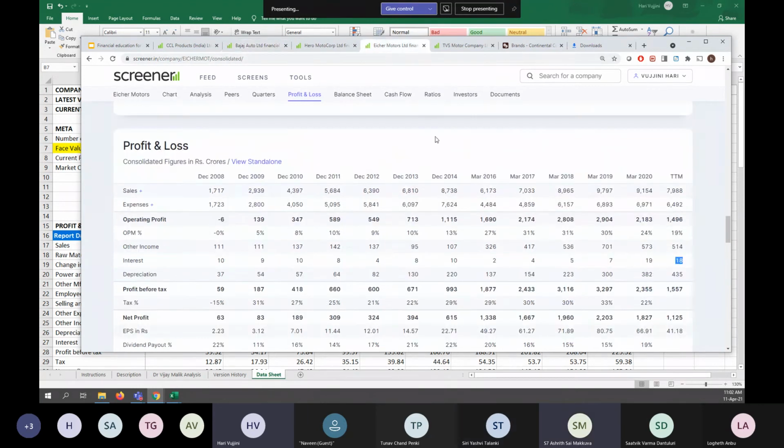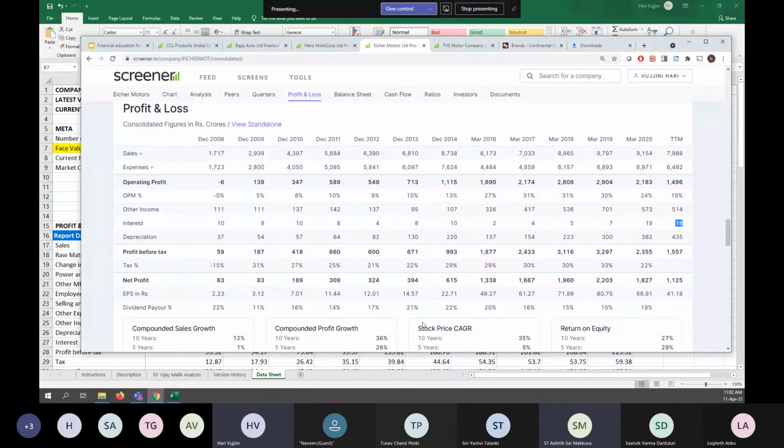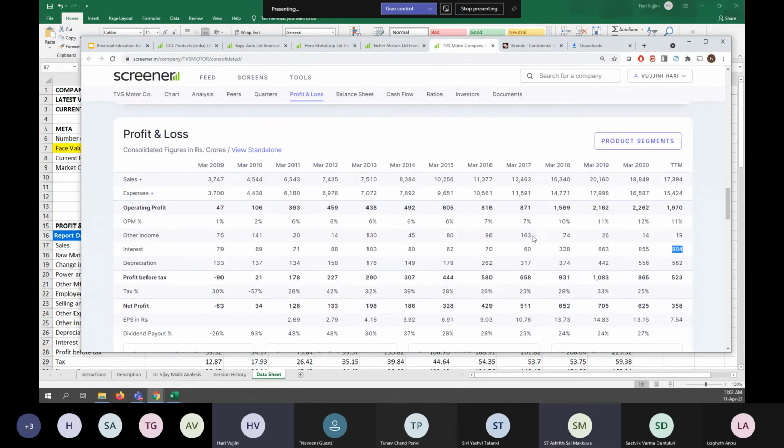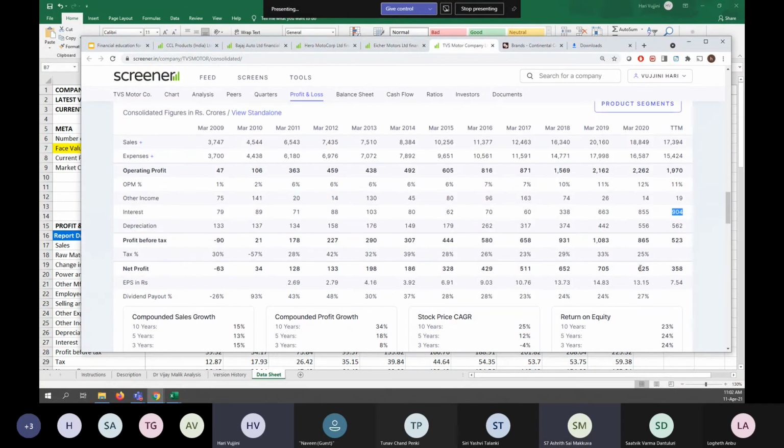If you look at Eicher Motors, they made a net profit that's really low, exactly, 1827. And TVS Motors, that's even lower.